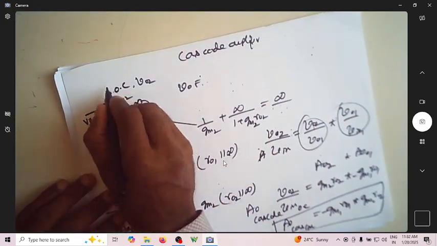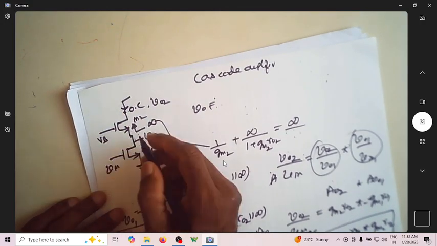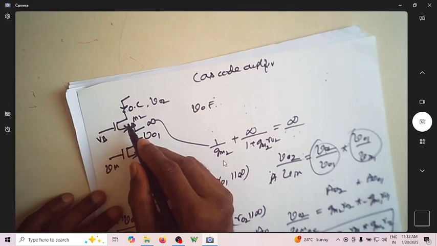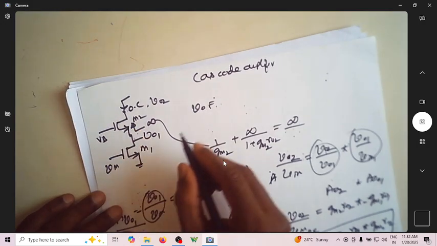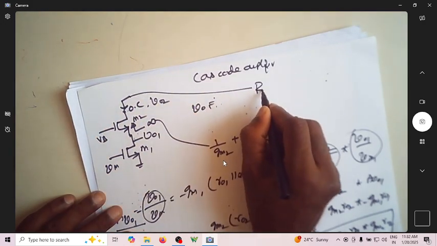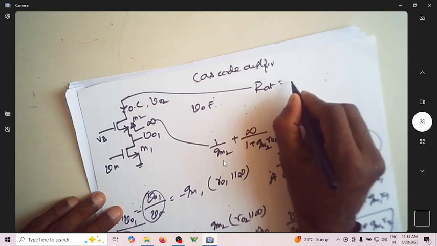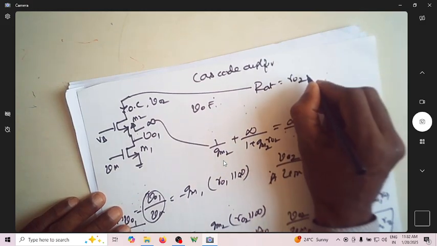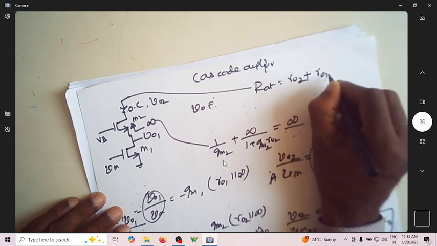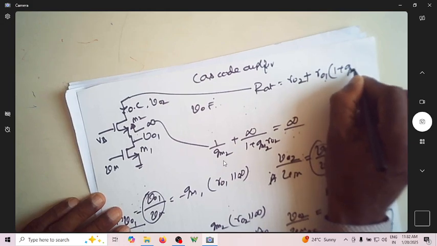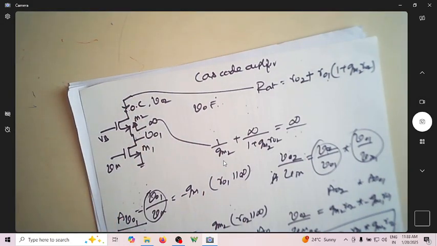So what is Rout of this? If you find the resistance looking down here, you can see this is an M2 transistor, where you're looking into the drain, but the source is connected with this. So if you find the Rout of this, the resistance looking down is ro2 plus ro1 into 1 plus gm2 ro2. So this is the resistance looking down here.